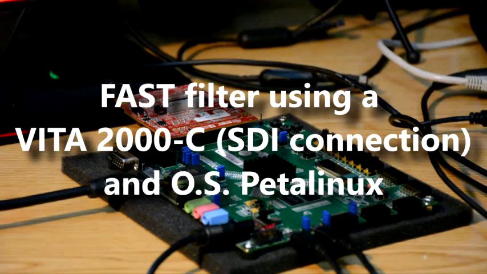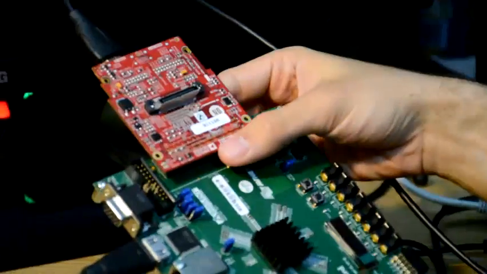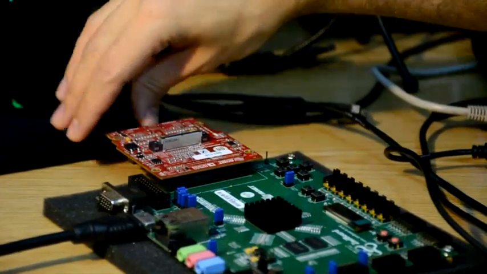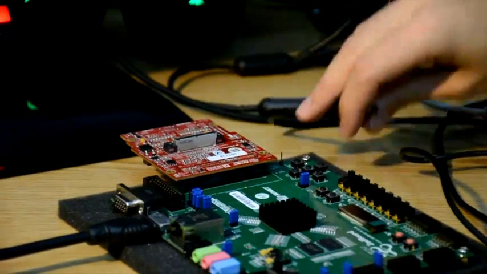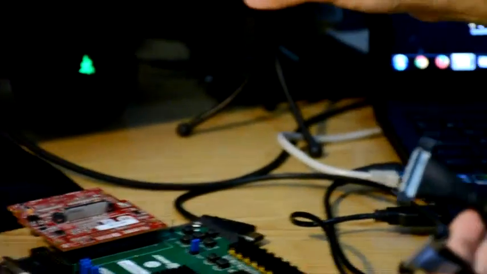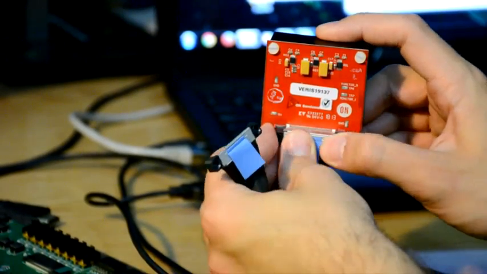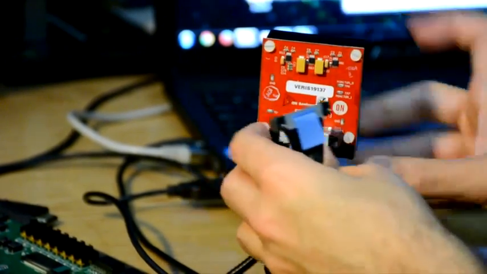Now I'm going to change the demonstration by doing a fast filter, but using the VITA-2000 C that is connected with the module FMC Imagine by the SDI interface. There is serial digital interface, so we don't need anymore the HDMI. There is the cable of the SDI, and there's the camera. It's a really good camera with a camera lens.